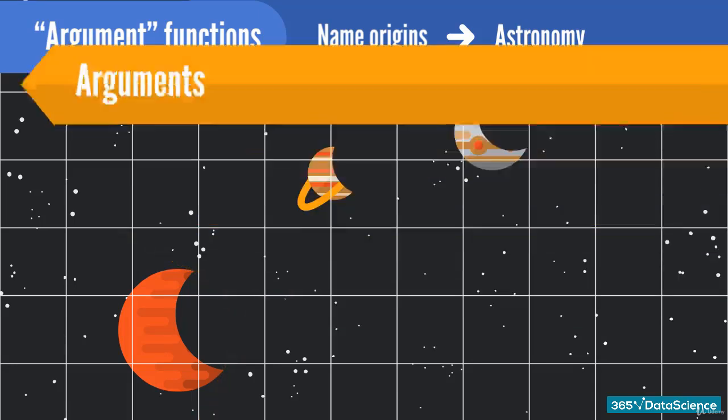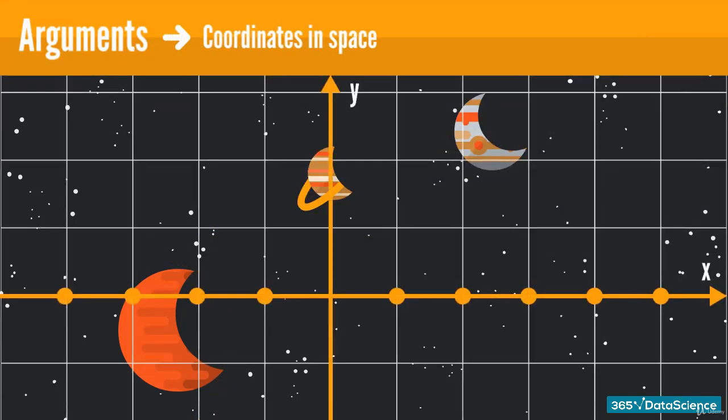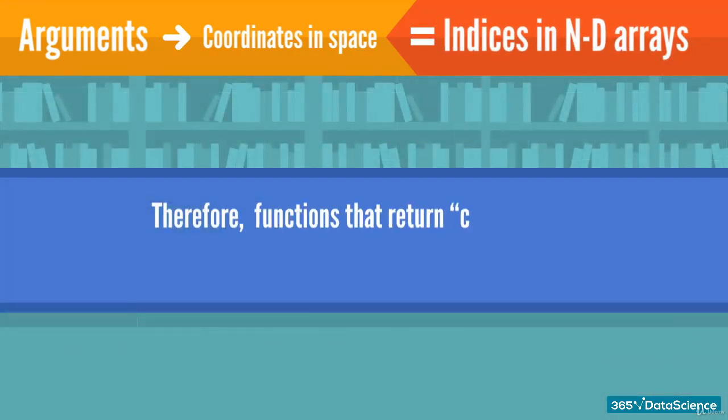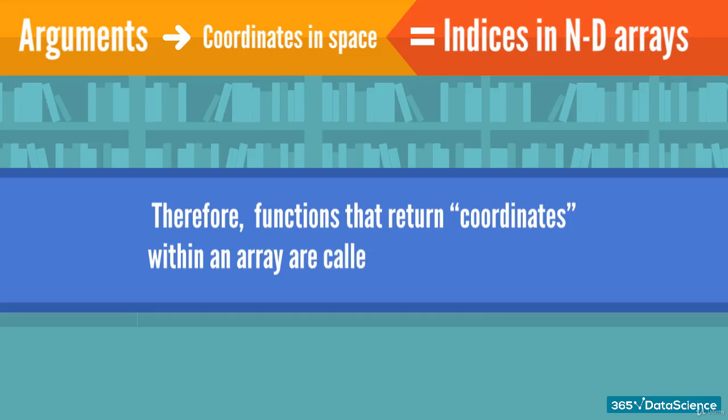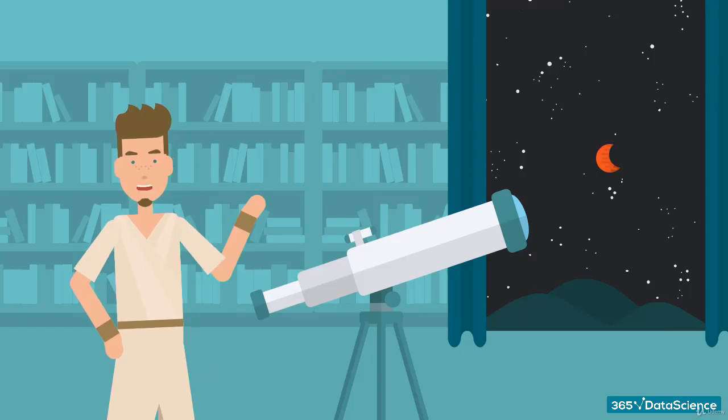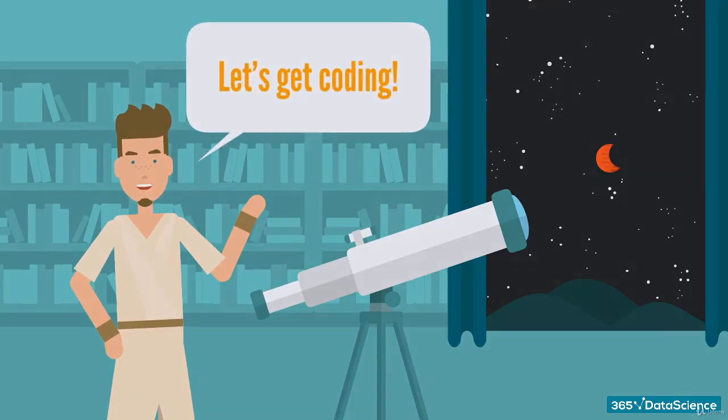So, you can think of arguments as coordinates in space, which perfectly translates to how indices work in NumPy arrays. Therefore, functions that return coordinates within an array are called argument functions. All right, after this quick origin story about argument functions, let's get coding.